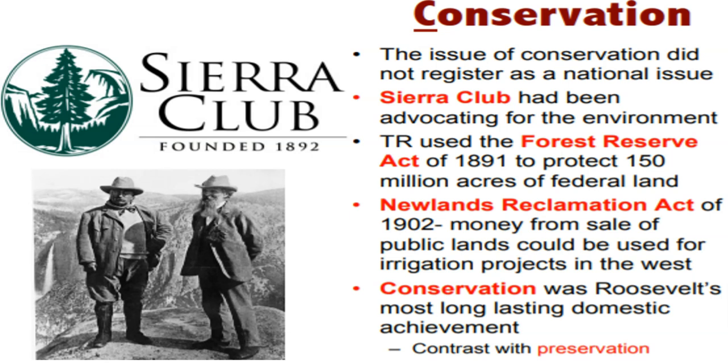The Newlands Reclamation Act of 1902 said that money from the sale of public lands could be used for irrigation projects in the West. The topic of conservation was Roosevelt's most long-lasting domestic achievement, as he is still remembered up to this point for what he did for the environment.